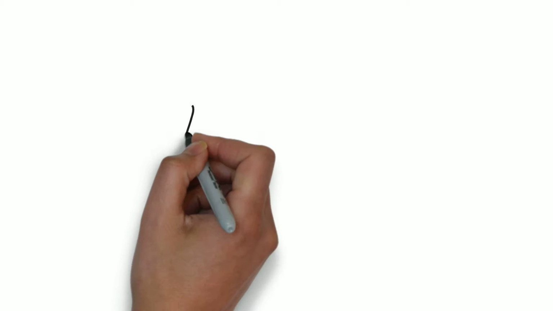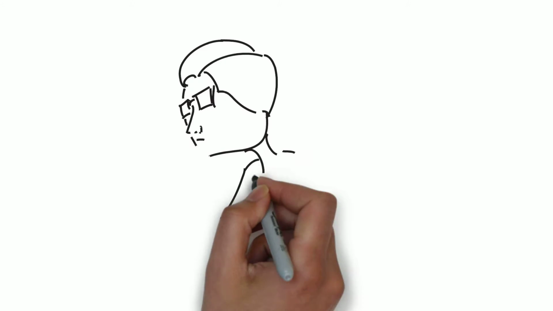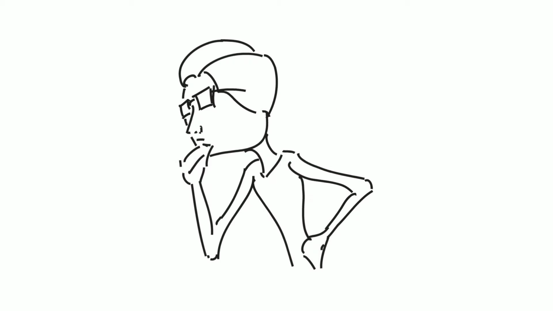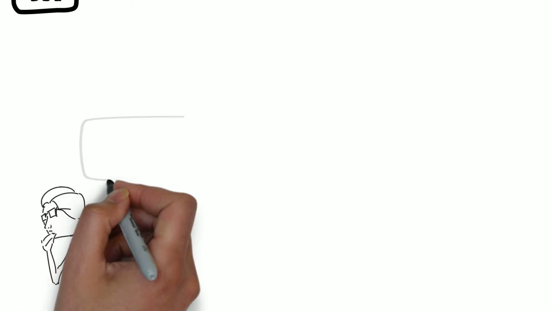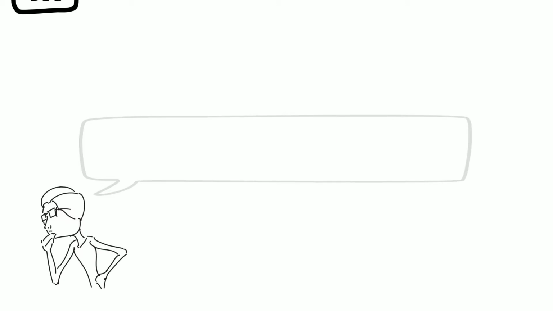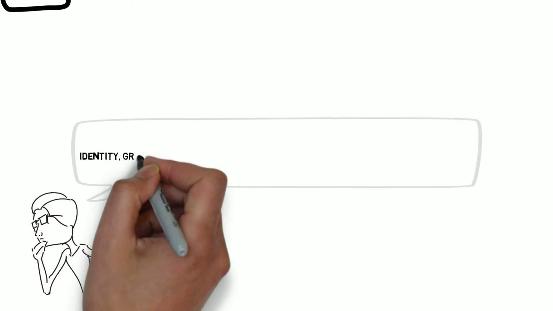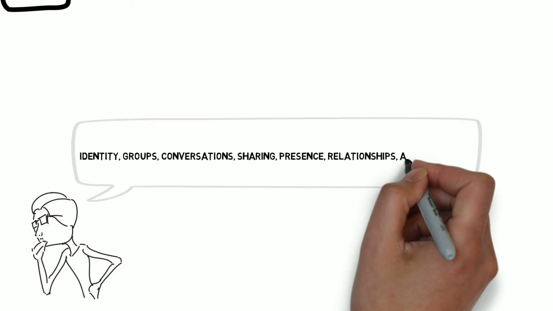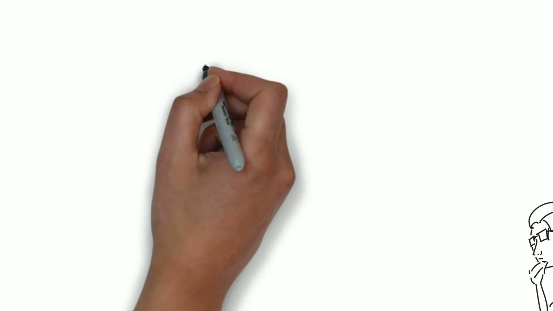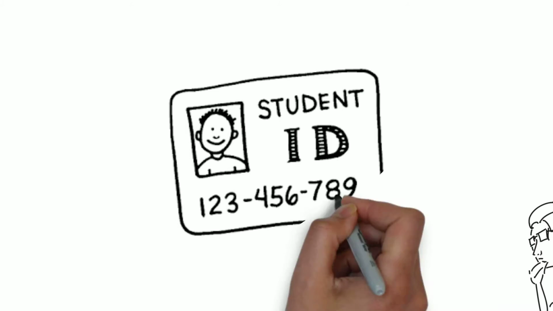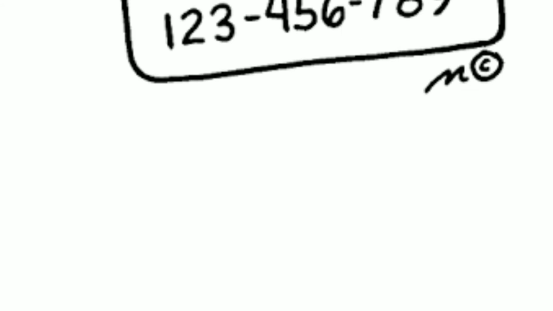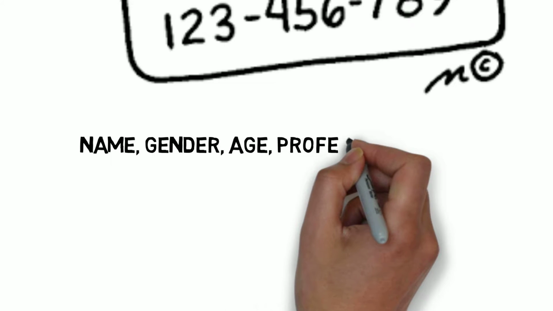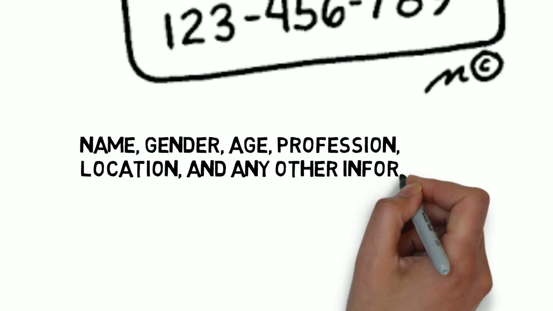Why do people use social media? A study done by the Kelley School of Business from Indiana University structured the basic usage of social media in the following categories: identity, group, conversation, sharing, presence, relationship, and reputation. Identity is where the user decides how to portray themselves by disclosing their name, gender, age, profession, location, and any other type of information.